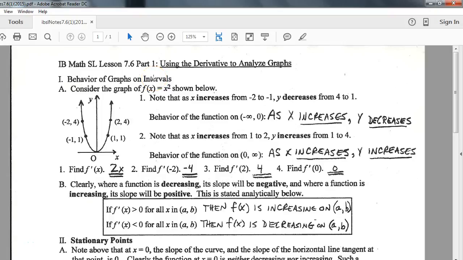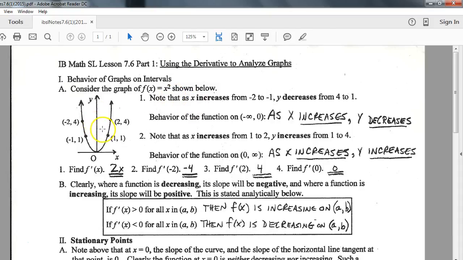So for the first lesson of first part of 7.6, we were looking at how we could use derivatives to help us analyze a graph of a function. And so, of course, this would really take place if you had the function but not the graph. And we were trying to use derivatives to help us analyze what was going on at certain points of the graph. So a couple things to note here.